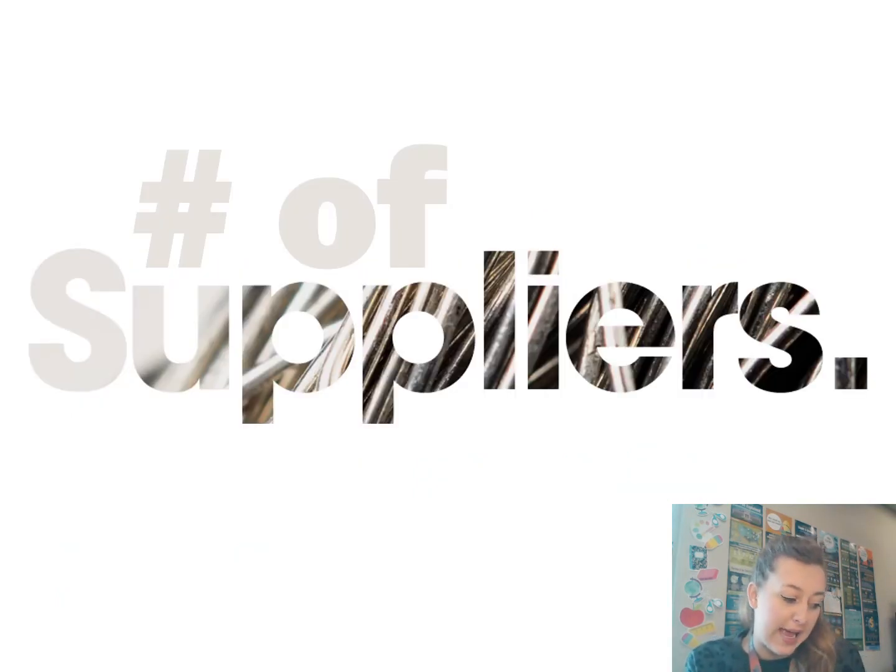And then N. N is a number of suppliers. So if more suppliers enter the market, supply is going to increase and the supply curve is going to shift to the right. If suppliers stop producing a good and they leave the market, market supply is going to decline, causing the supply curve then to shift to the left.